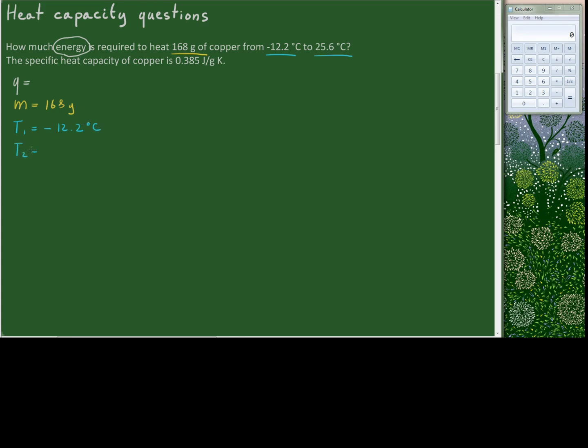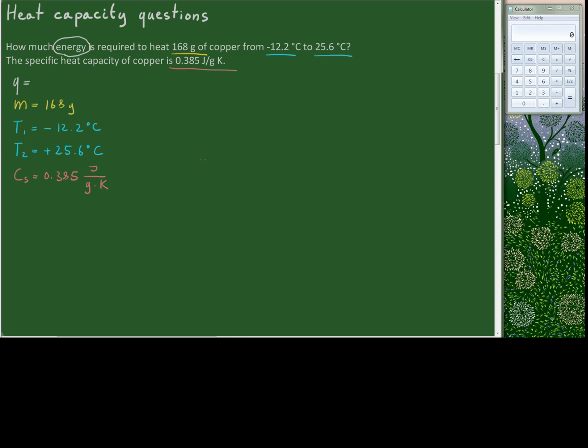T final, or T2, is given as positive 25.6 degrees Celsius. And we are also given the specific heat capacity of copper as 0.385 joules per gram Kelvin. Now, if you cannot recall the formula for Q, you might be able to reason it out.